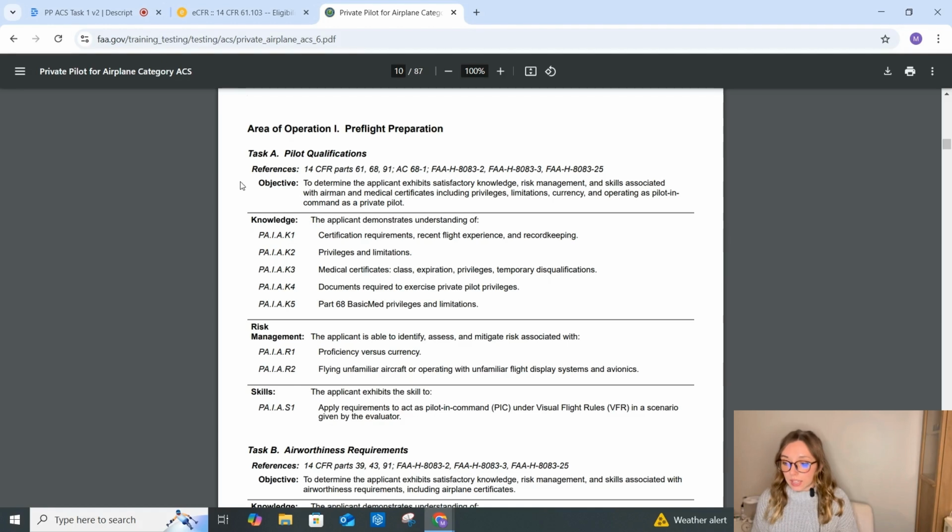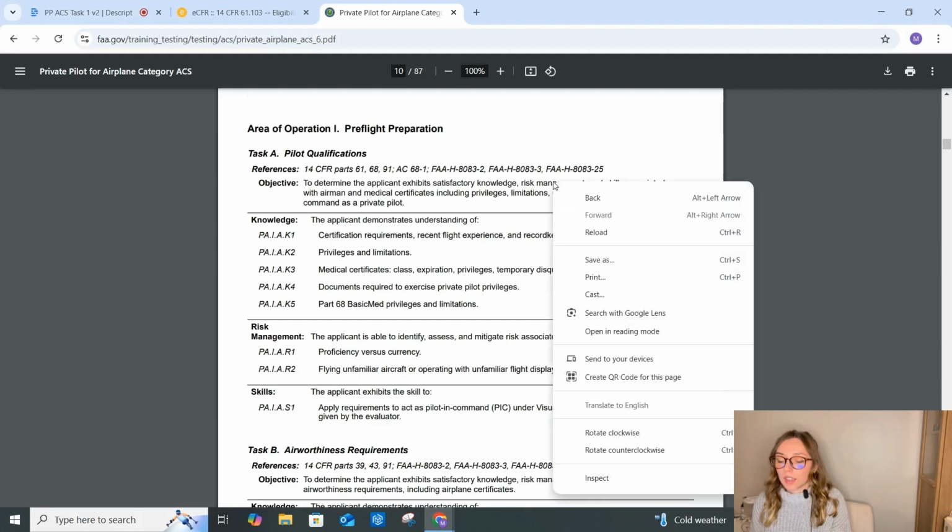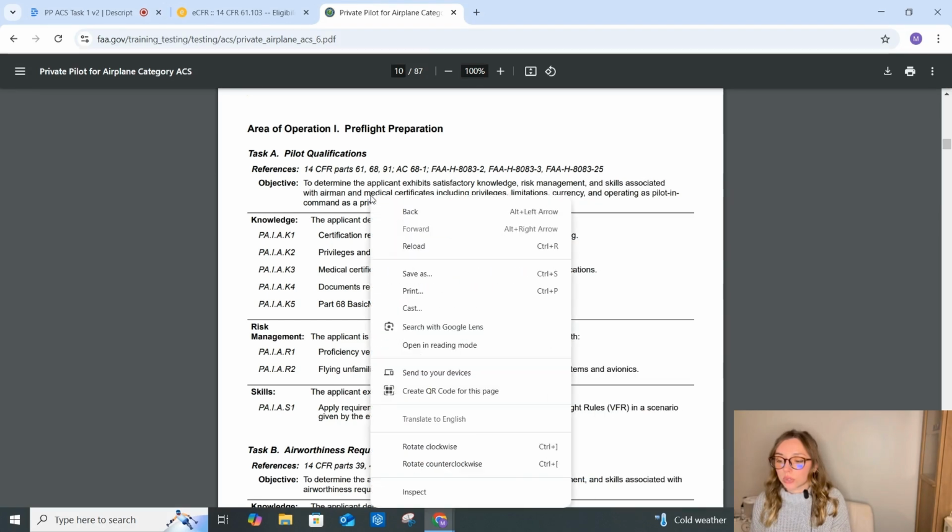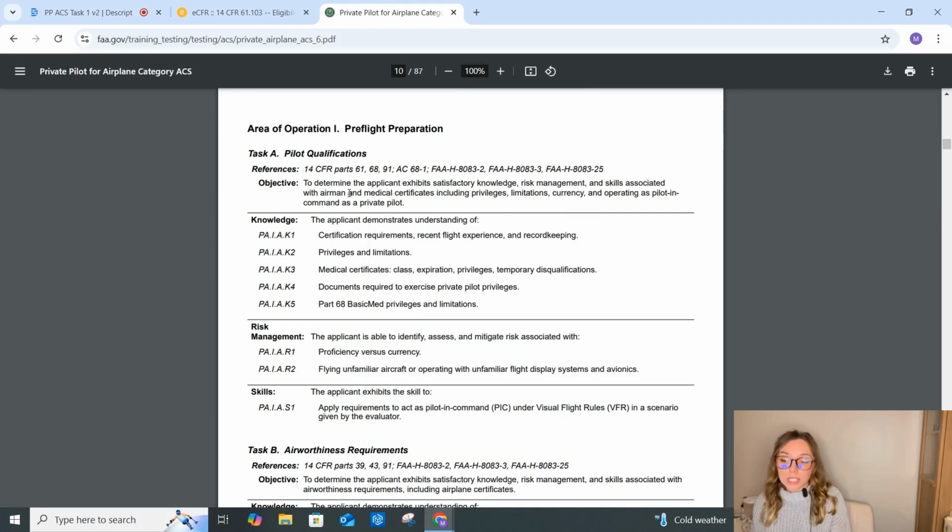The first thing that I want to point out in this first task, pilot qualifications, this is applicable for all future tasks, but for this one, there's different references. And the references relate to different parts in the FAR or the AIM or an advisory circular or the Pilot's Handbook of Aeronautical Knowledge, or the Airplane Flying Handbook. So really, like, any document related to flying that is distributed by the FAA.